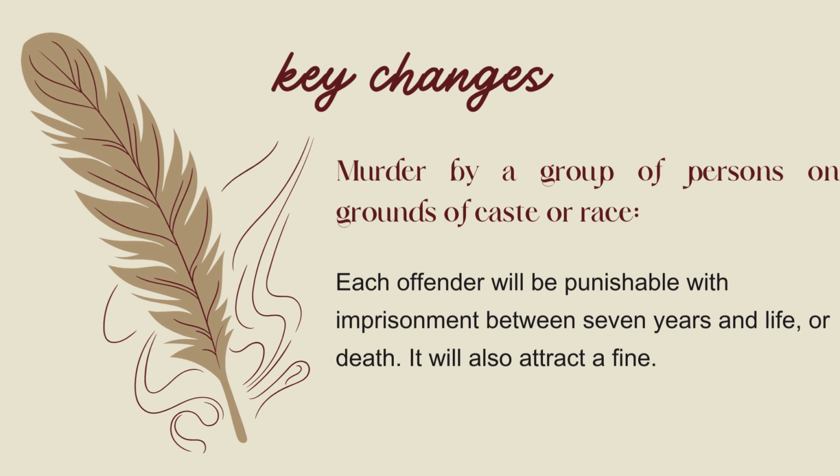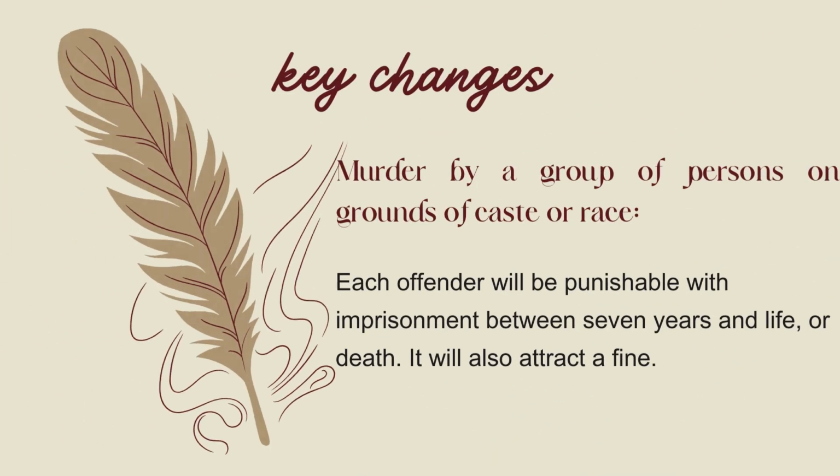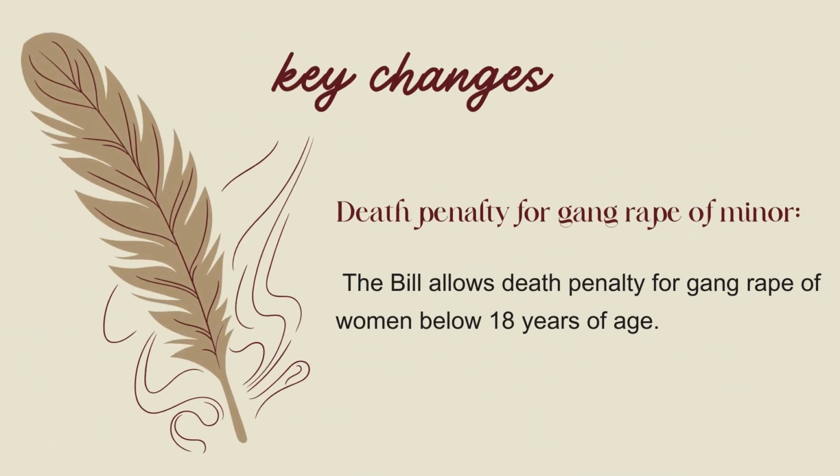And the next one is murder by a group of persons on grounds of caste or race. If a murder is committed by five or more people in a group on specific grounds like race, caste, sex, place of birth, language, or personal belief, these people will be punishable with imprisonment between 7 years and life, or death, and also some fine.